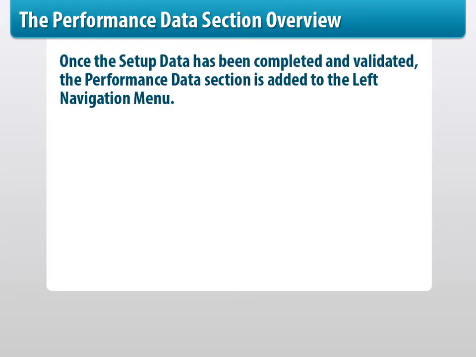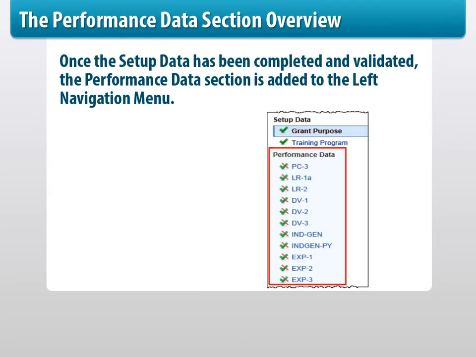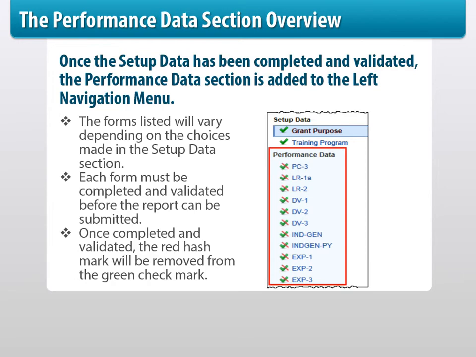Once the setup data has been completed and validated, the Performance Data section is added to the left navigation menu. The forms listed will vary depending on the choices made in the Setup Data section. Each form must be completed and validated before the report can be submitted. Once completed and validated, the red hash mark will be removed from the green check mark.